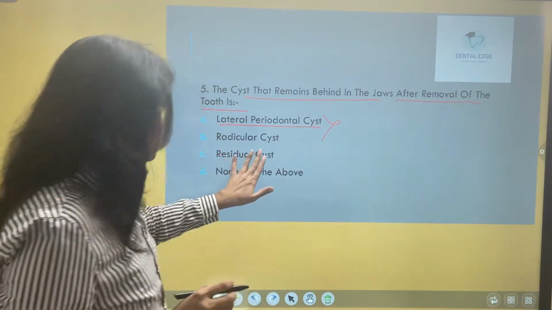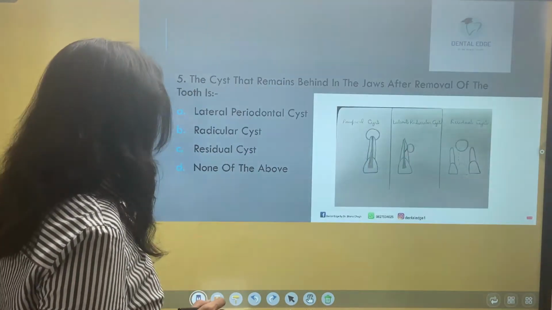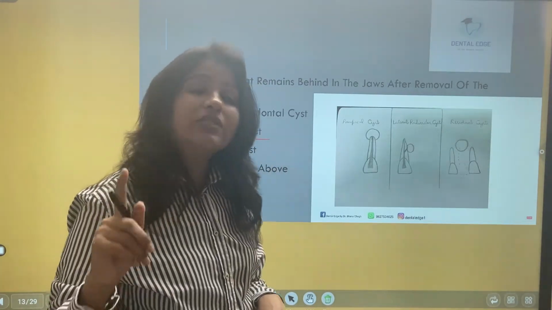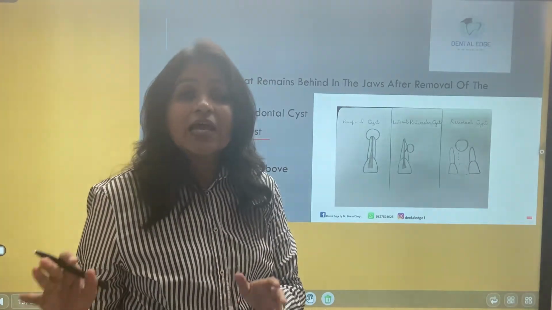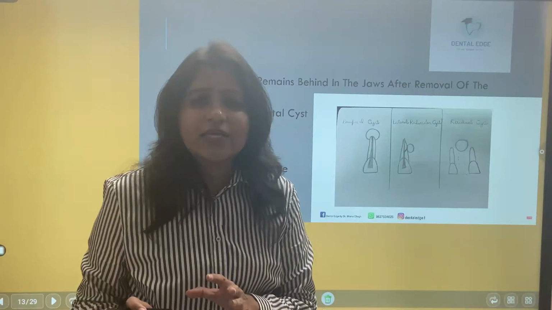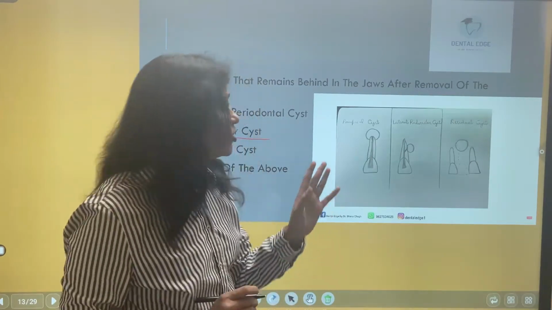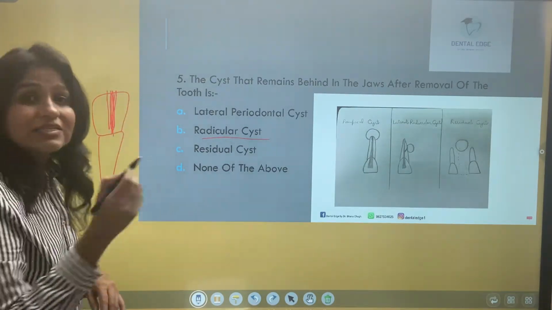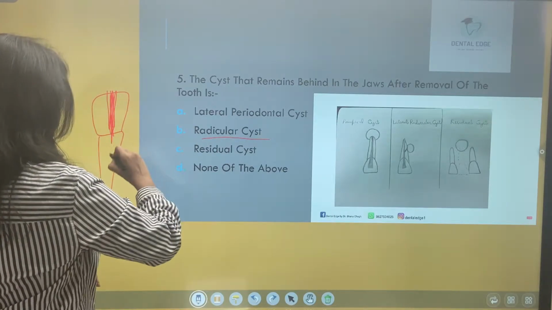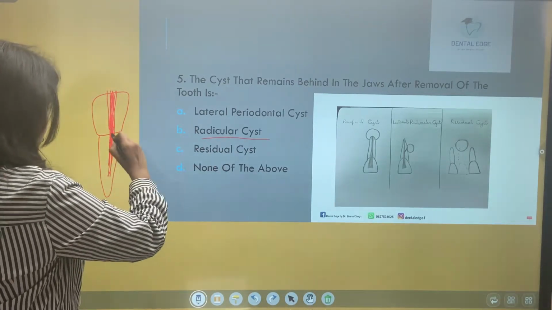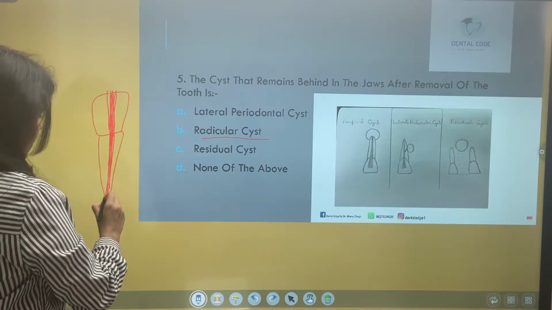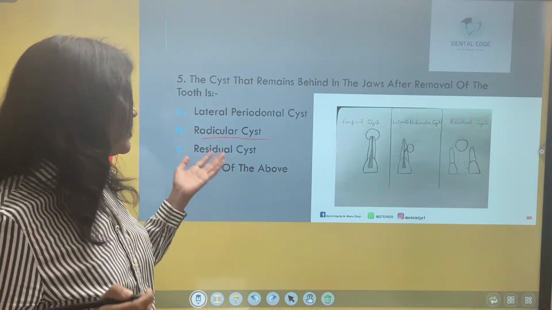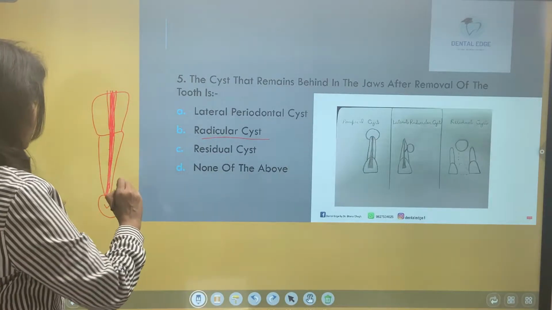If we see the other 2 options, radicular cyst and residual cyst. Radicular cyst, remember, is the most common odontogenic cyst or most common cyst. Radicular cyst is most commonly associated with caries process. If there is a tooth structure which has got caries, these caries will lead to inflammation of the pulp. The toxins that are released form a cyst at the periapical region. Therefore, it is called a radicular cyst or a periapical cyst.